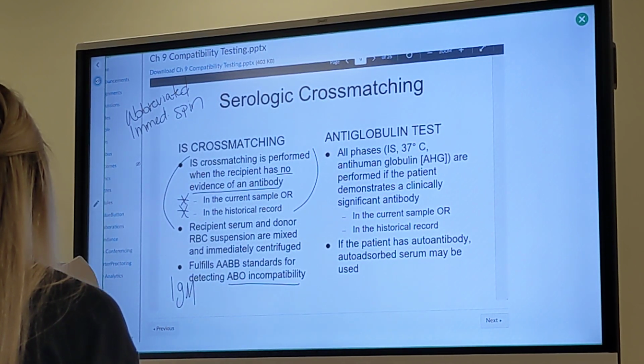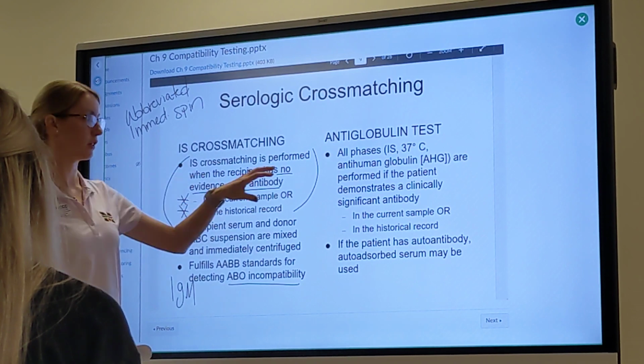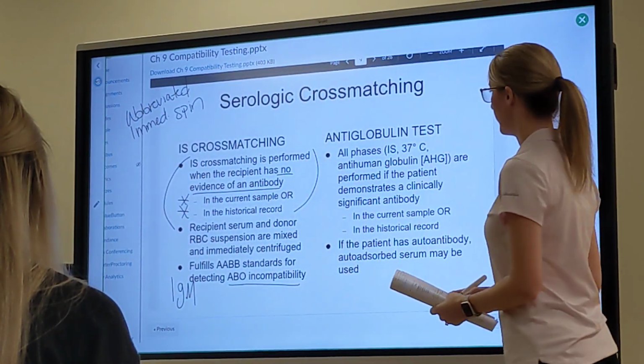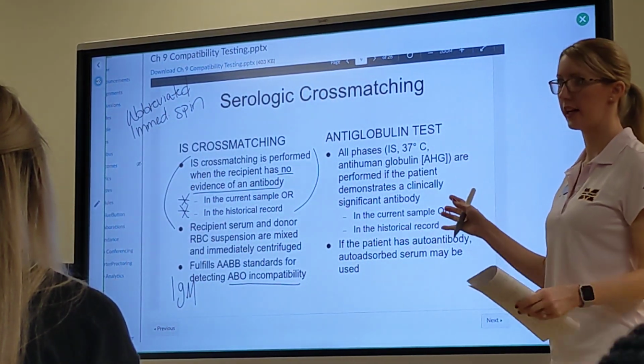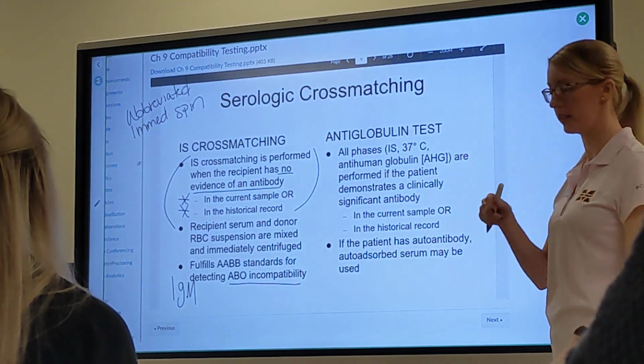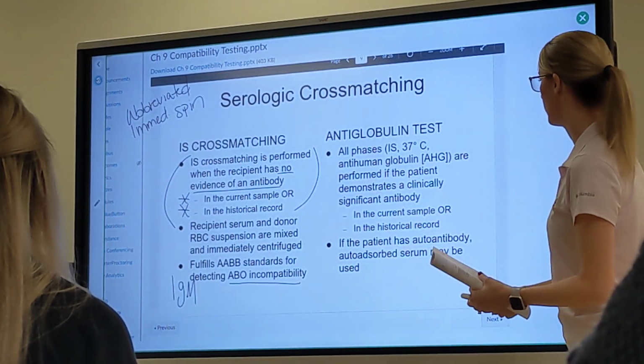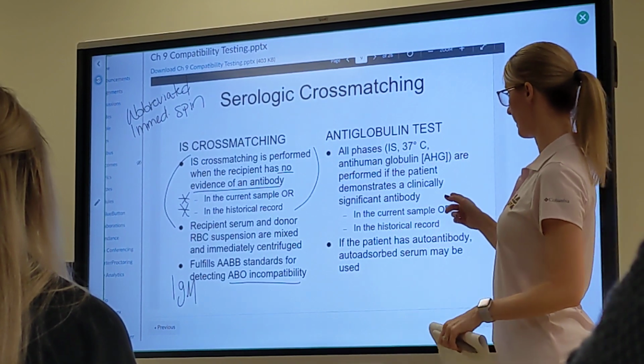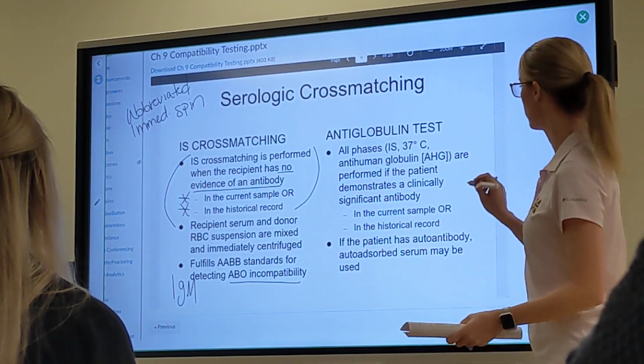The antiglobulin test is all phases. You do an immediate spin, then you incubate it, and then you wash it and go through AHG, which is adding the green liquid, spin it down, and read it again. So that detects clinically significant IgG antibodies.